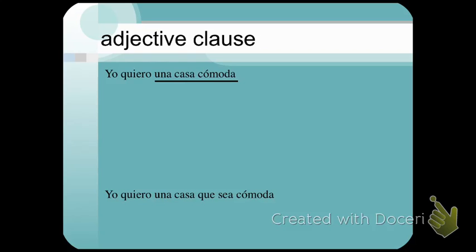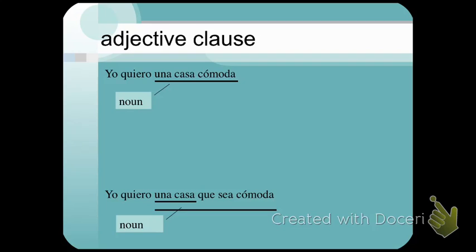So, up above, we have una casa cómoda. A house is a thing, right? So, it's a noun. And then that whole thing is a noun phrase. Down here, we have also una casa, and that also is a noun. But we have una casa embedded in a bigger clause, right? Do you remember what makes a clause from your English classes? We have independent, we have dependent clauses. This is actually a dependent clause.